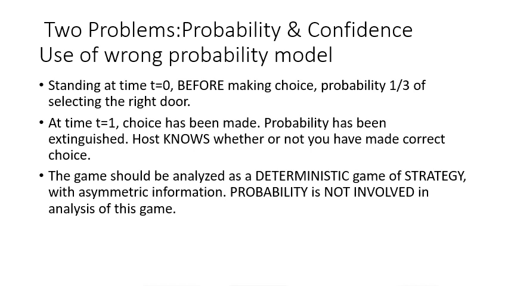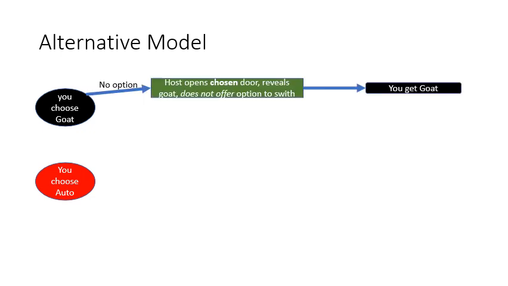So the question should be thought about in different ways. We have to think of the game from the point of view of the host. The host knows whether or not the contestant has chosen the automobile or the goat. So now what should he do? This is the key question. So here is the alternative model. You are at one of 2 branches. You have either chosen the goat or you have chosen the automobile. There is no probability anymore. Now what happens going forward?